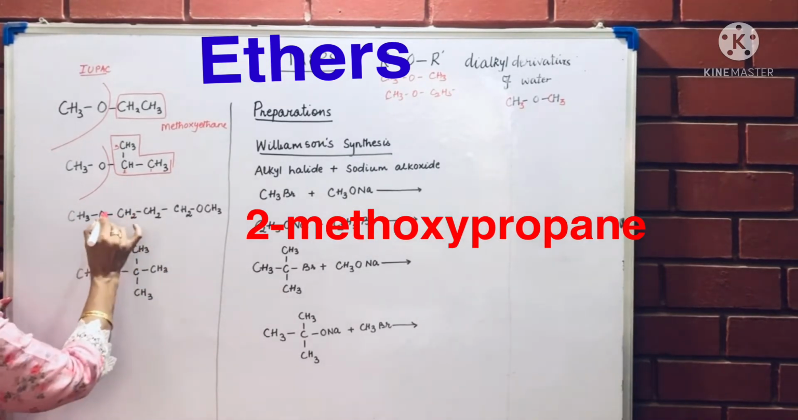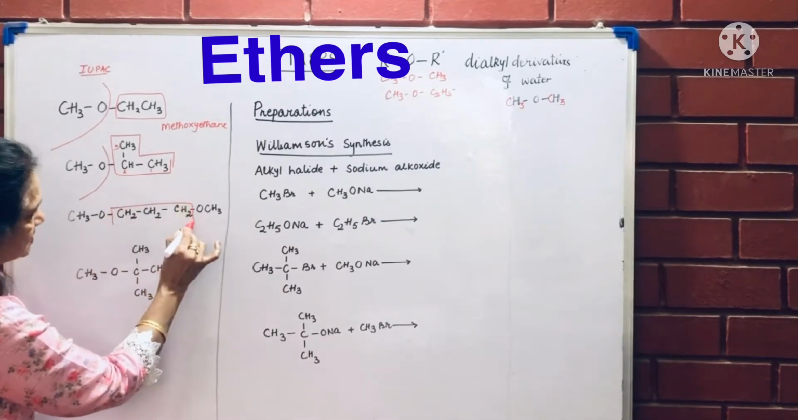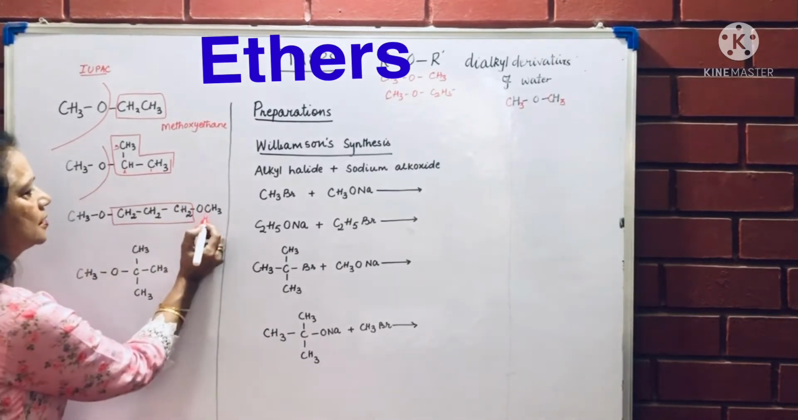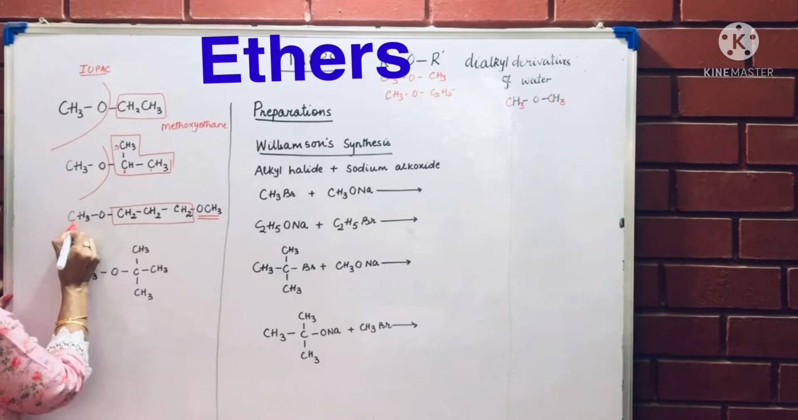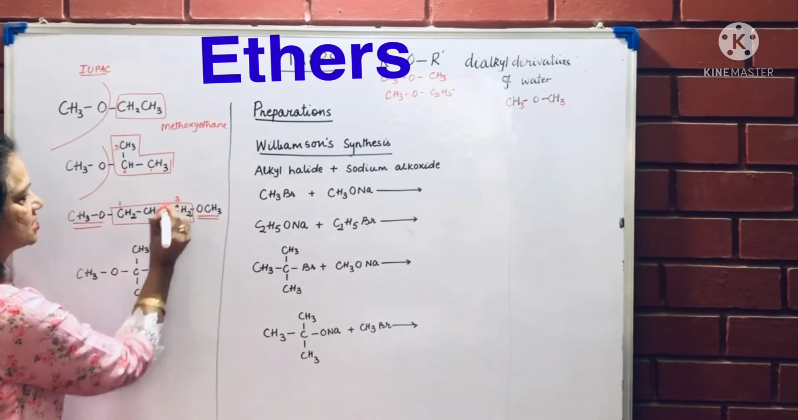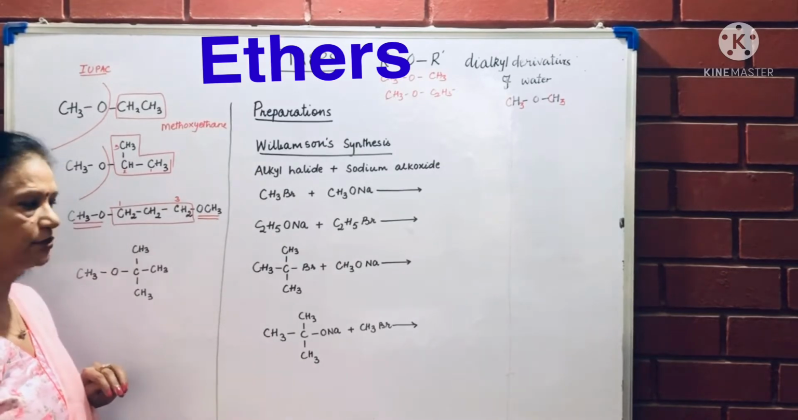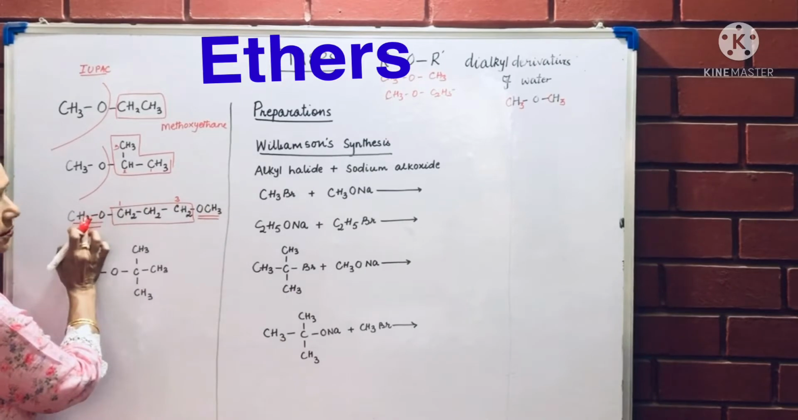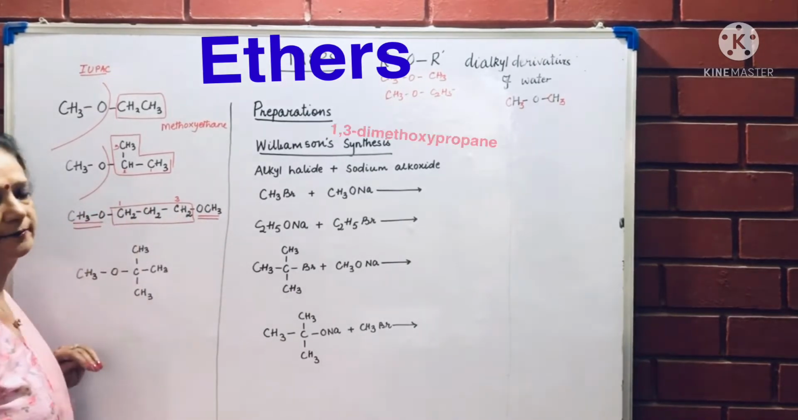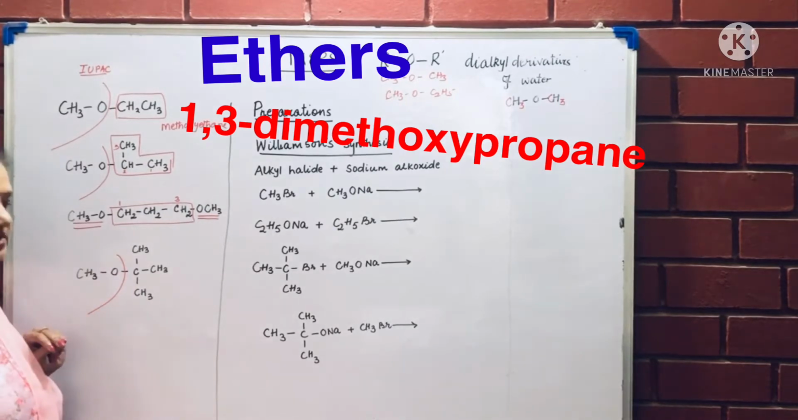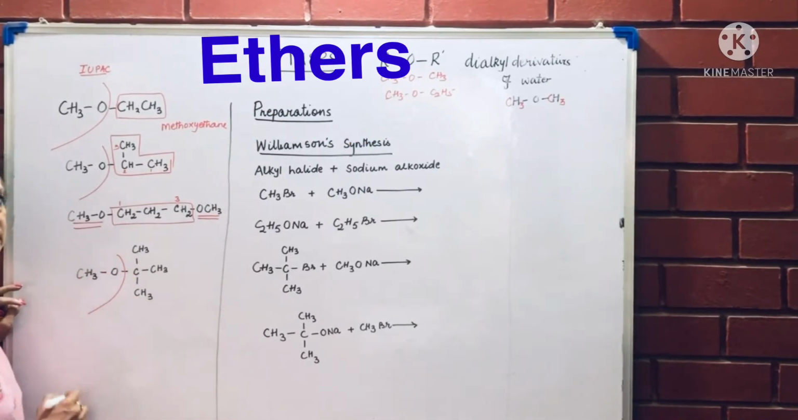In this case, the chain is right in the center and the chain is of propane. But the methoxy group is here, and the methoxy group is here. So at place 1 and place 3, there are methoxy groups. So it becomes 1,3-dimethoxypropane. This one.